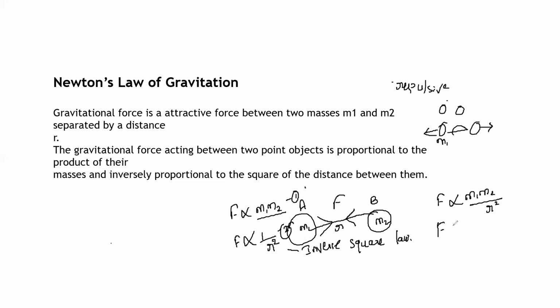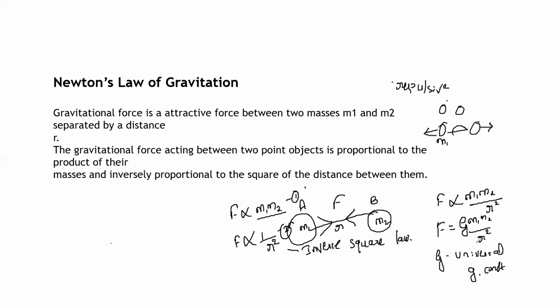Now we can remove the proportionality sign and take an equal sign by taking a constant. Here the constant I am taking as G. First I'll complete this equation: F equals G m1 into m2 divided by r square. Here G is called the universal gravitational constant. The law is called Newton's law of gravitation, or also the universal law of gravitation. We call it both ways.